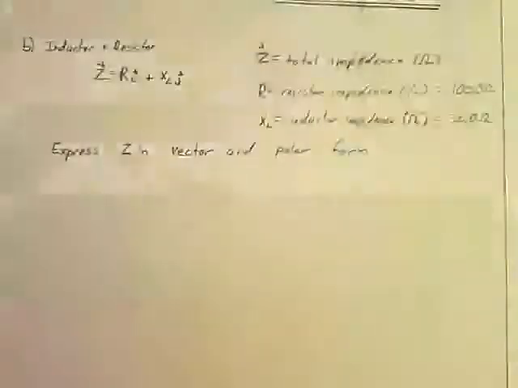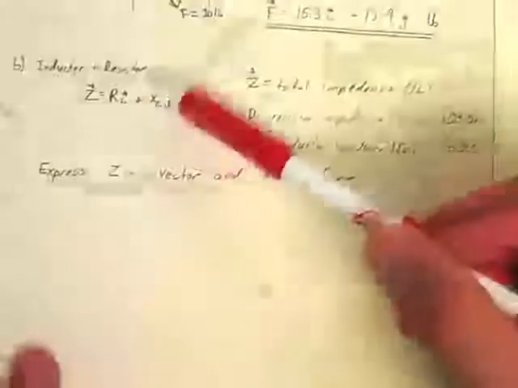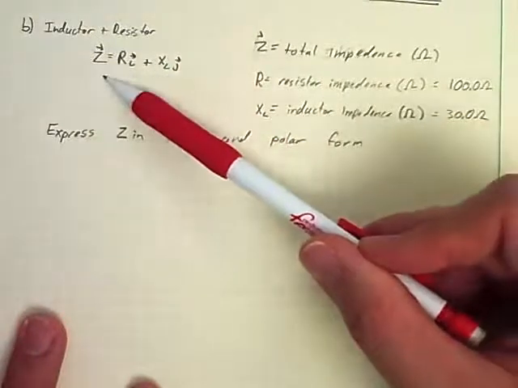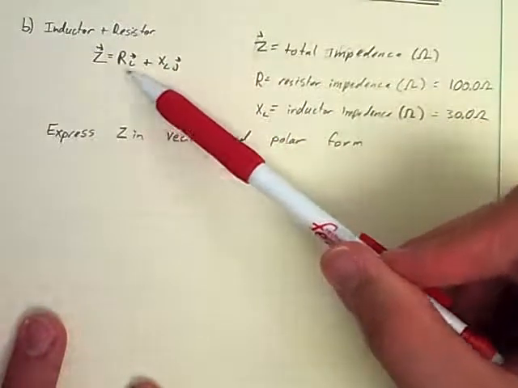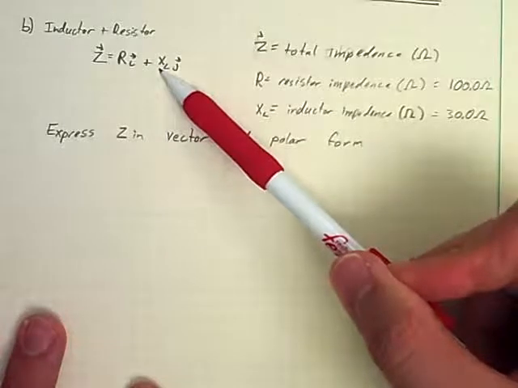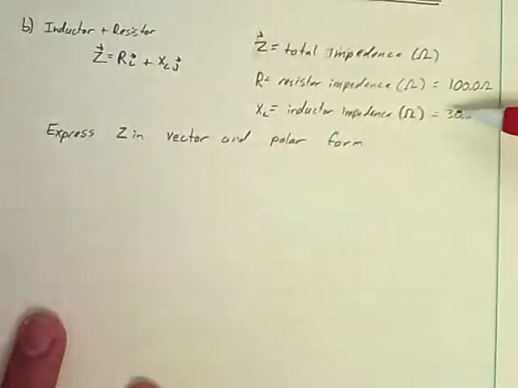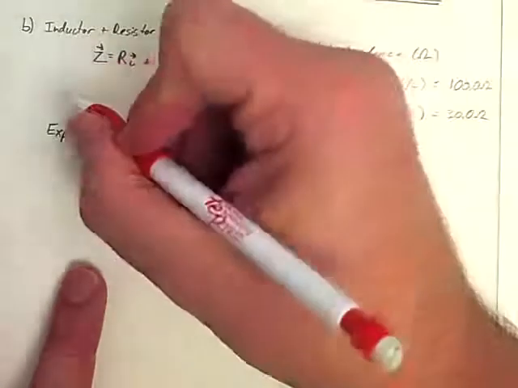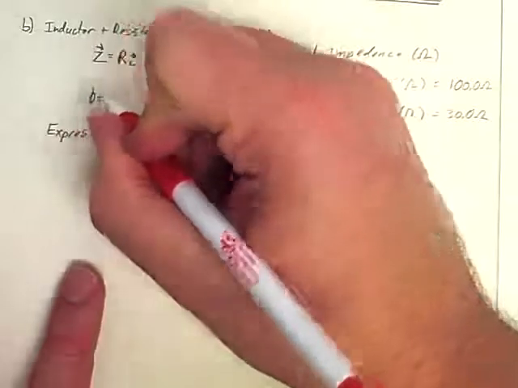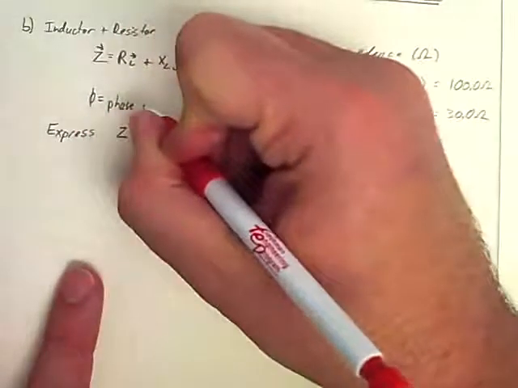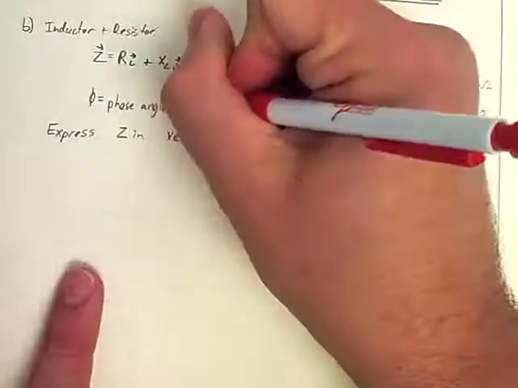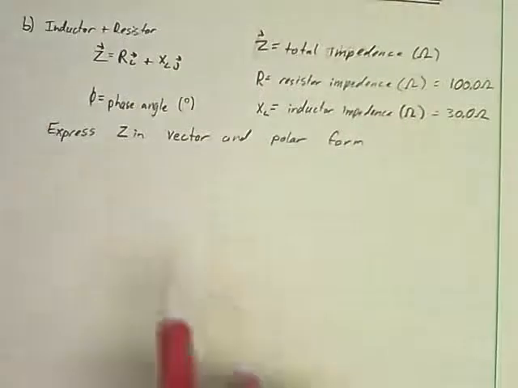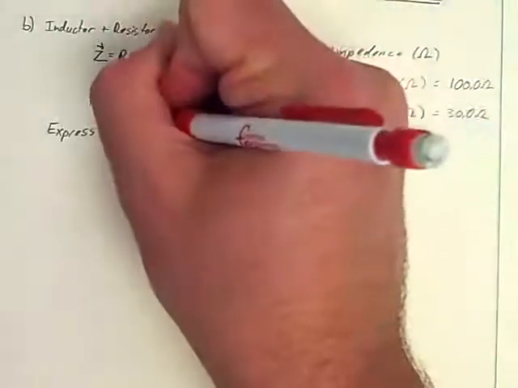Okay, so what do we know? We know that the total impedance is the resistor impedance in the I direction and the inductor impedance in the J direction. We know the values of each one of those. We also know that phi is called the phase angle. We'll measure that in degrees. That will come into play once we get into polar form, because what we're asked to do is express Z in vector and polar form.